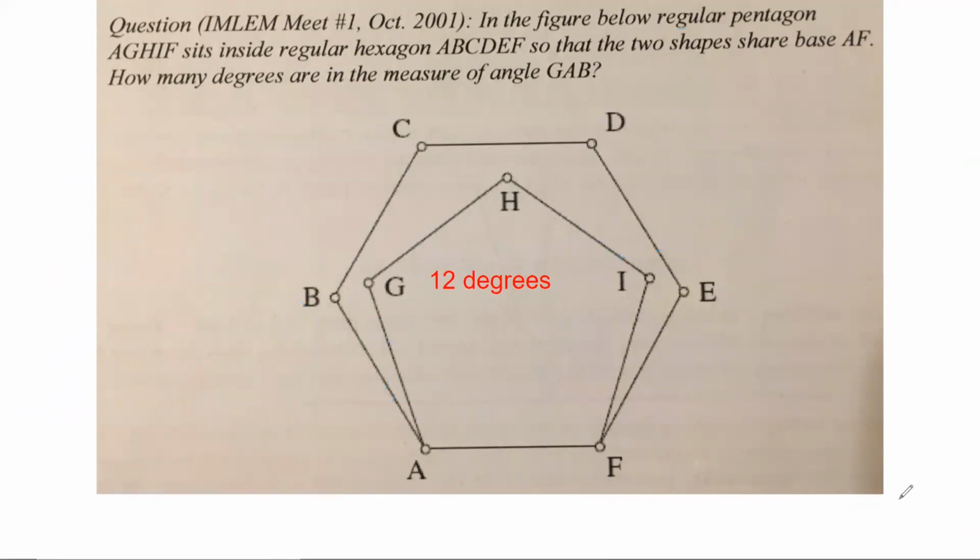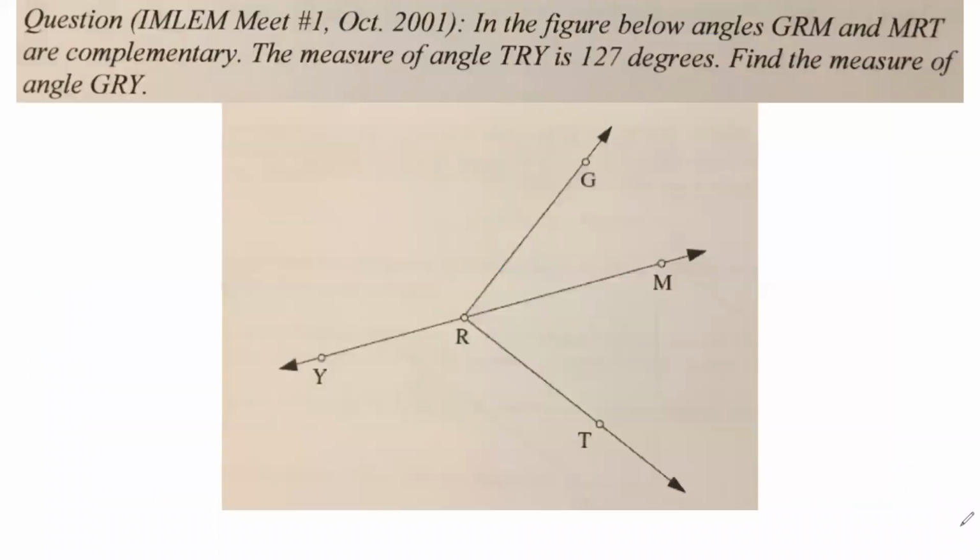Okay, let's go onward. In the figure below, angles GRM and MRT are complementary. The measure of angle TRY is 127 degrees. Find the measure of angle GRY.